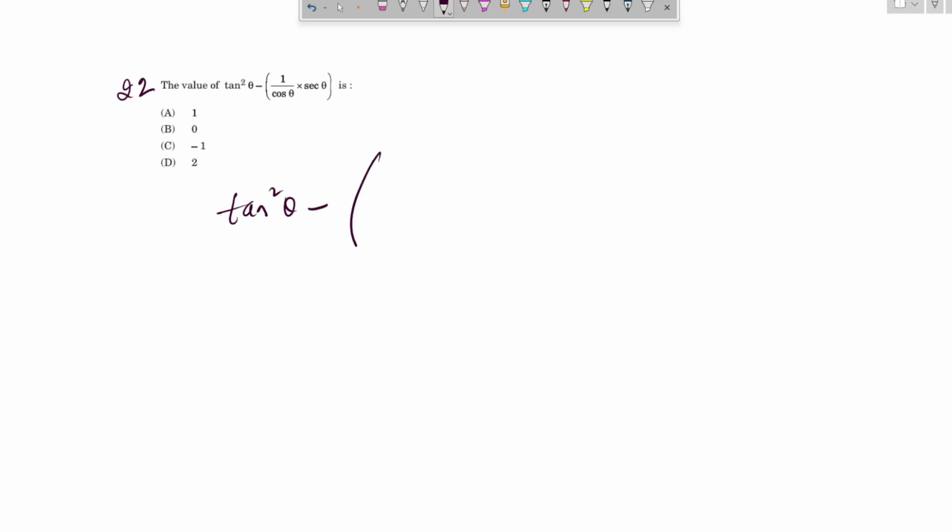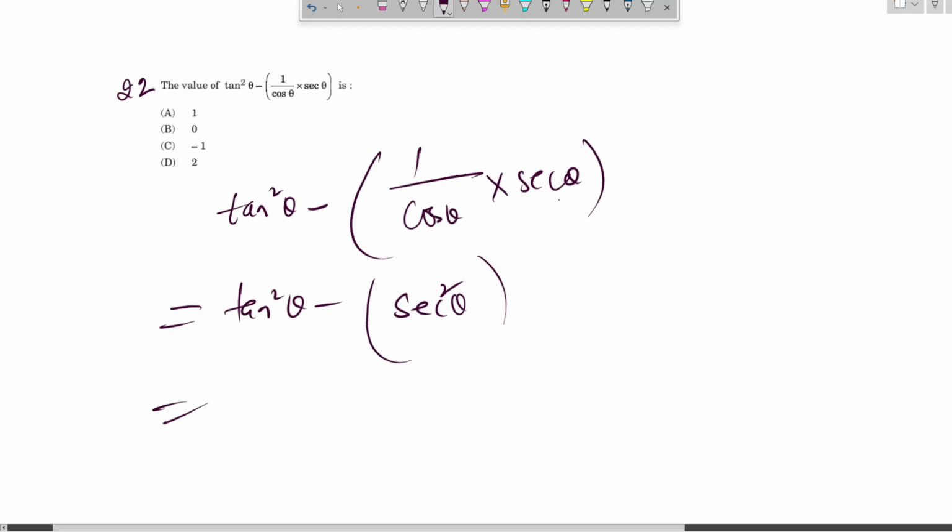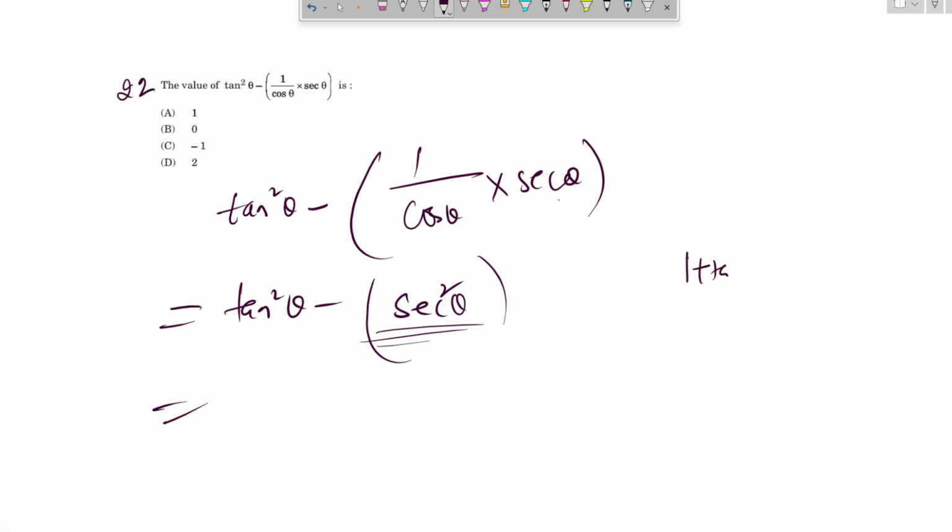Tan square theta minus 1 by cos theta into secant theta, you need to find out in question number 22. Now tan square theta minus 1 by cos is nothing but secant theta into secant theta, which will be equal to secant square theta. Now here we will substitute the secant square theta value as 1 plus tan square theta, because 1 plus tan square theta is equal to secant square theta by the identity.